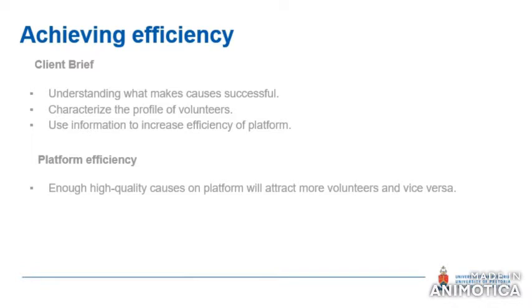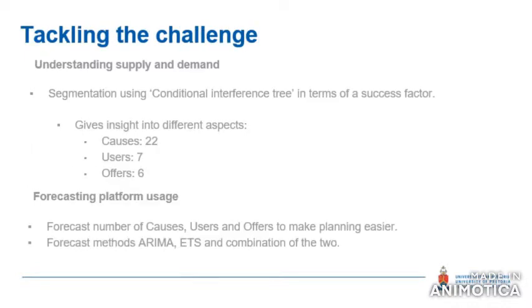their platform. Now, for the platform efficiency to be optimal, it needs to have high quality courses on the platform that will inevitably attract more volunteers and vice versa. To understand the supply and demand side better, segmentation using the conditional inference tree in terms of success factor was used. This gives us insight into different aspects of the supply and demand side with variables that can be interrogated, numbering 22 at courses, 7 at users, and 6 at offers.